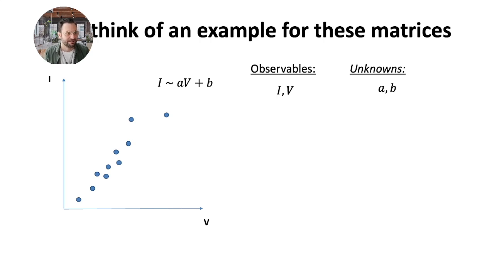This is a very simplistic linear equation: I is equal to AV plus B. Today, after centuries, we know the relationship between voltage and current. The relationship is V equals IR, or I equals V over R, R being the resistance. And this is indeed a linear relationship. So, okay, let's try to solve for these A and B values.